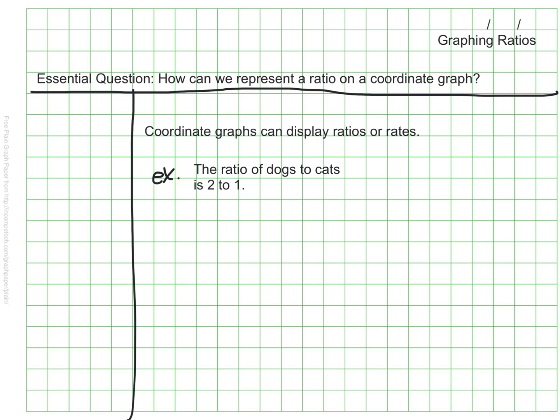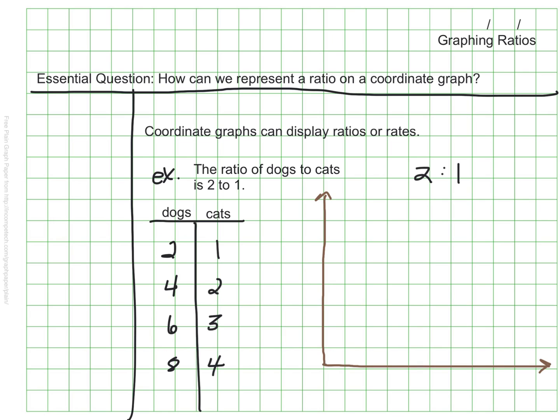So let's say in a community, the ratio of dogs to cats is 2:1. So for every 2 dogs, there is 1 cat. We can also, of course, write that as a ratio of 2:1. I'm going to make a quick table that shows this ratio. This relationship can also be displayed in a coordinate graph.